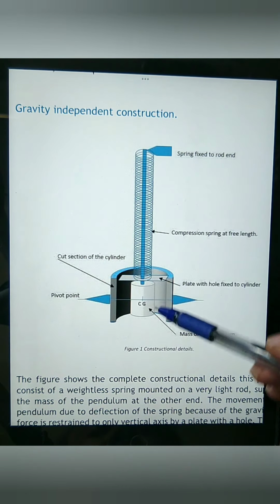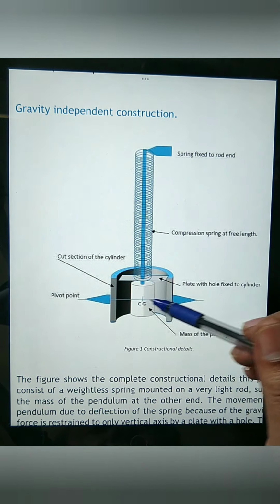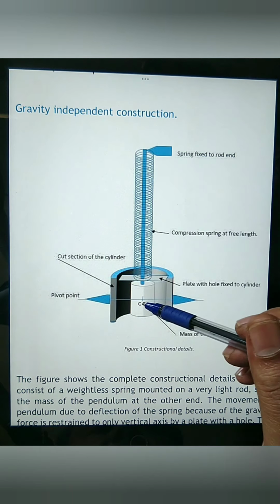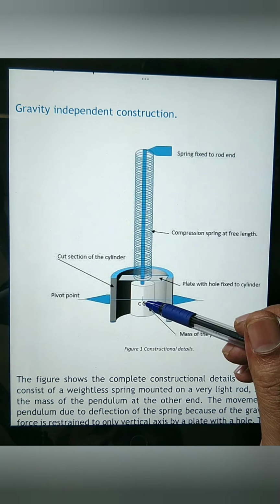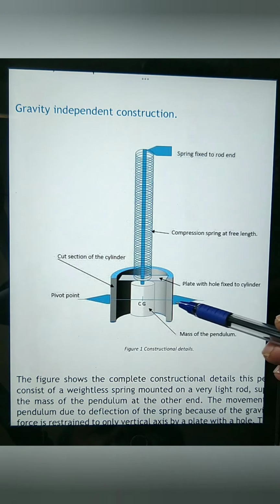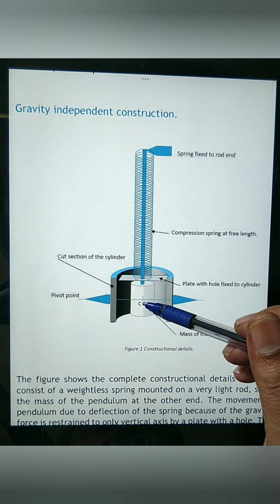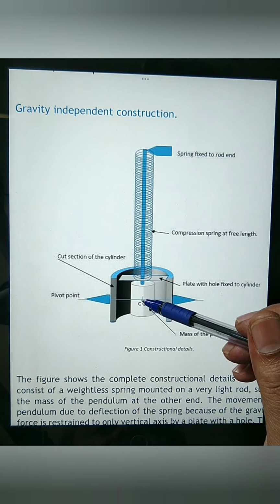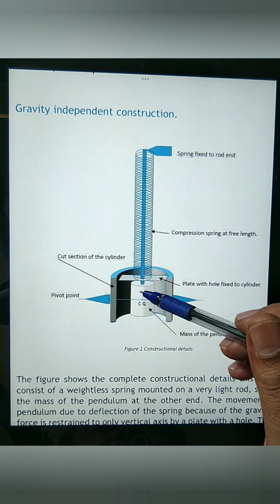So when there is no gravitational force, say in space, the center of gravity of this pendulum coincides with the pivot point or suspension point, and therefore effective length is 0. When the effective length is 0, it won't oscillate at all.